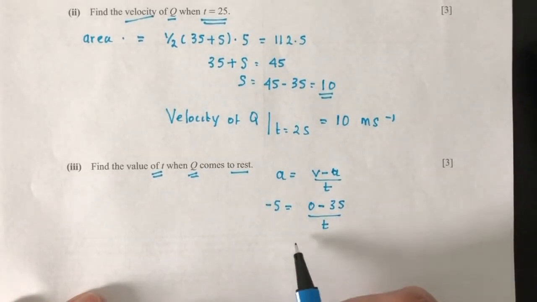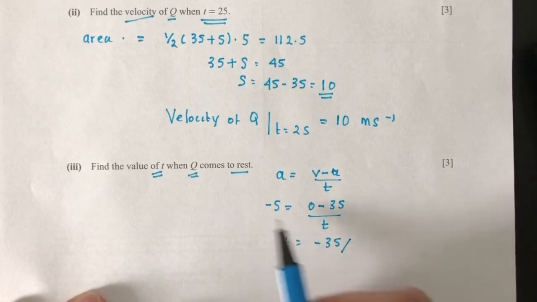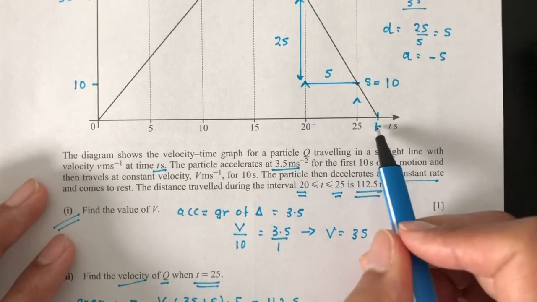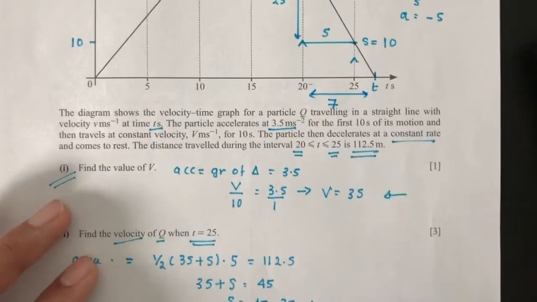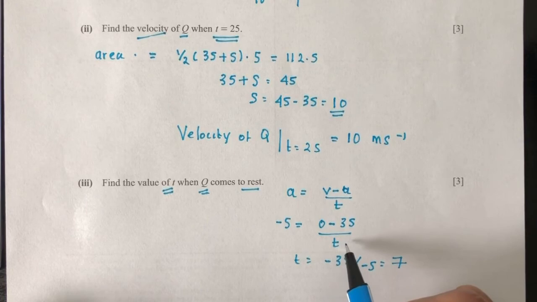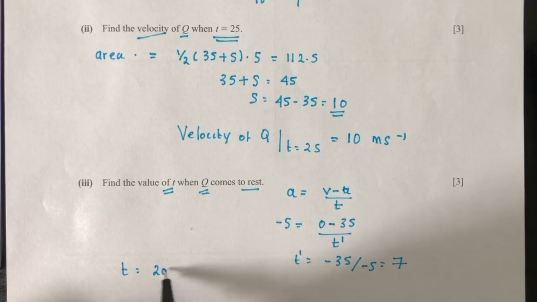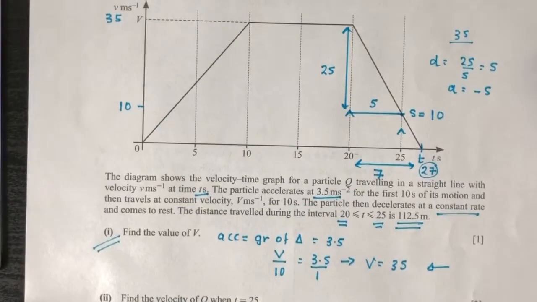So the value of t will be minus 35 divided by minus 5. That will be 7. So 7 will be not this value, but the time taken here for the base is 7. Now for this value of t, that will be 20 plus 7, that will be 27. This will be your value of t. So let's call this t prime. So the value of t will be 20 plus 7, that will be 27 seconds. So this will be your value. And that is question number 9.